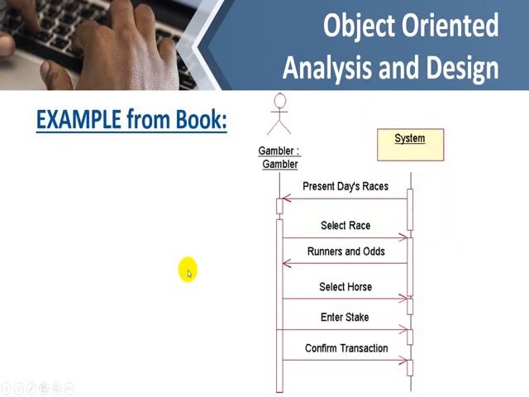So now if I look at the book example, the system provides the present day's races. It is showing all the races that are going to be held on that particular day. The gambler, this is the user, selects a race, then the system sends the horses that are taking part in that race, and then the user selects the horse, enters the stakes, and then confirms the transaction. And maybe there must be another line, the return line. The system must tell the gambler that, okay, your job is done. So this is a simple example for the simple notations.